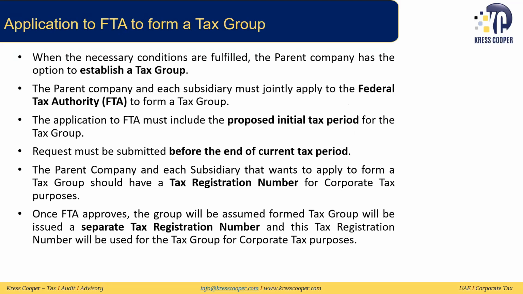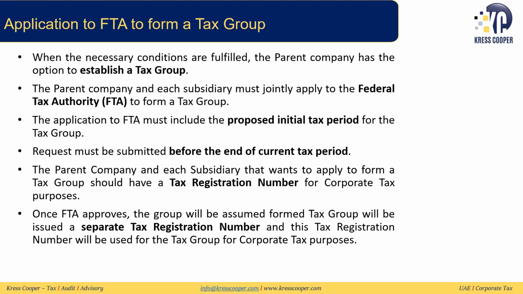Now after all the tax group conditions are being met, we can apply to be part of a tax group. The parent company will need to give this application to the FTA tax authorities. They will need to state the effective date for the tax period. If you want to be part of a tax group for a period, you need to apply before the end of the current tax period.